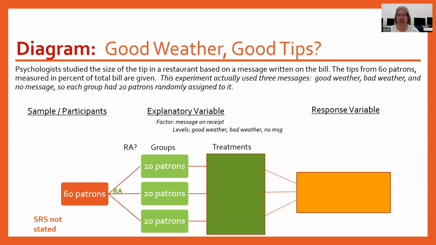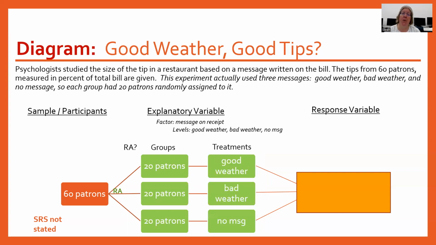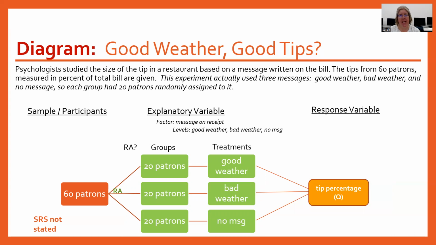And then the factor, the thing that we're testing or manipulating, is the message on the receipt. One group would be assigned to the good weather, one group to the bad weather, and one group to the no message. So our factor here is the message that's written on the receipt, and it has 3 levels: good, bad, and no message. Our response variable is the tip percentage, and that's a quantitative variable that's measurable and has units.